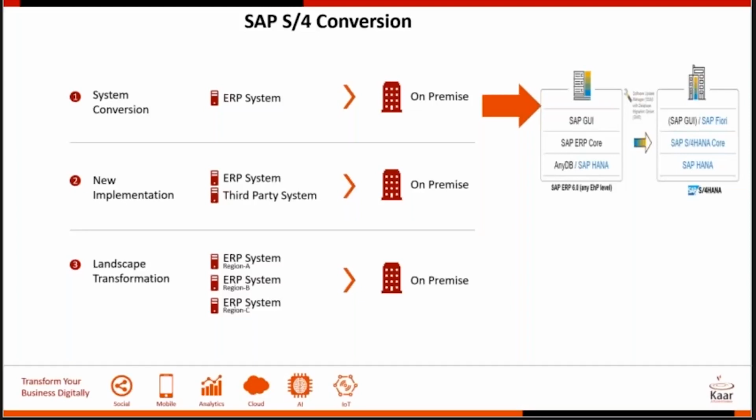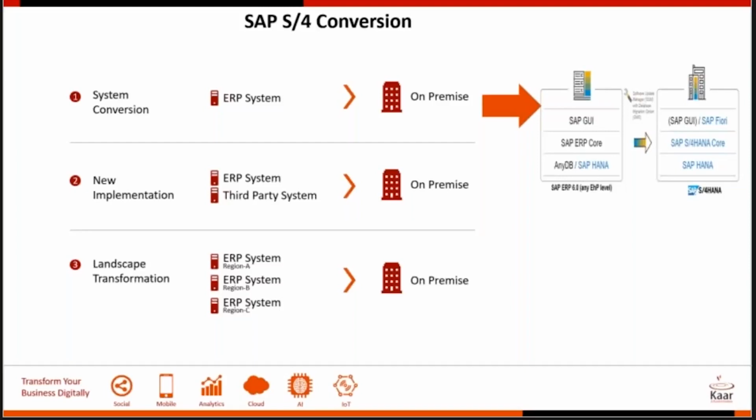With respect to new implementation, that's fairly simple. So these are net new customers who are going to get into S4. So they put in the new configuration, get in the data from their legacy systems, and go through a greenfield implementation process. And the third one is the system conversion. So this is typically for ECC customers who have been using the ECC system, and they want to convert both their data and configuration into S4.